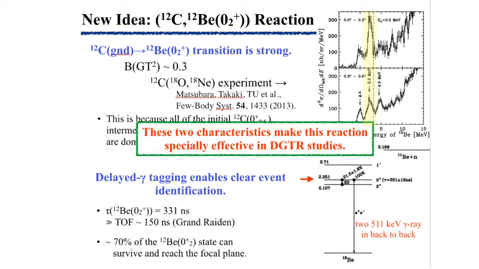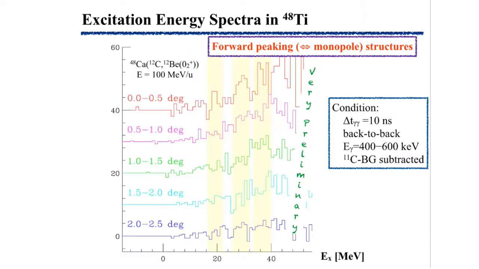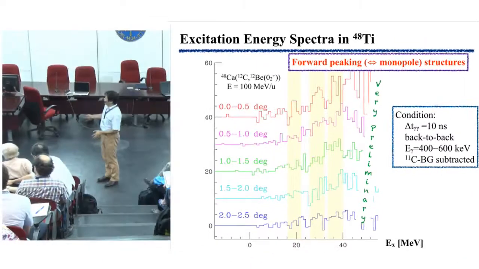Experiments have been performed with the Grand Raiden spectrometer at RCNP, and we employed a calcium-48 target as our first physics case. This is the excitation energy spectrum we got for the titanium-48 final state, and you can find several states which have forward-angle peaking. This is the most forward angle and the backward. The forward peaking means that they are monopole in nature.